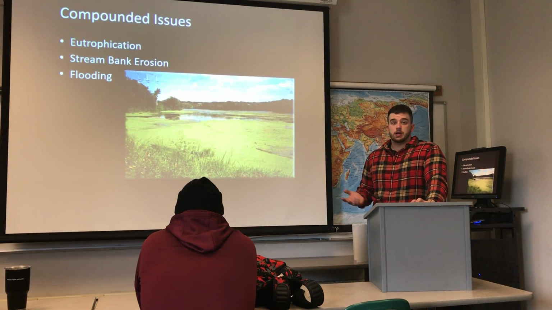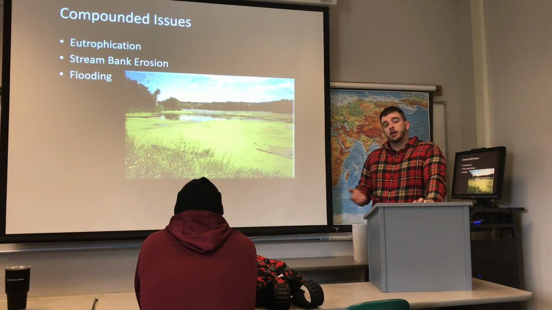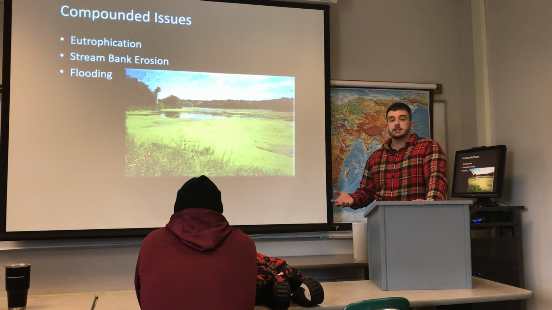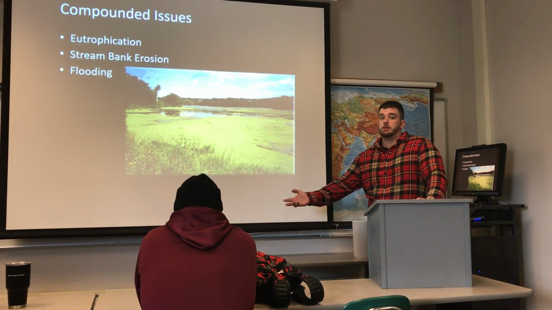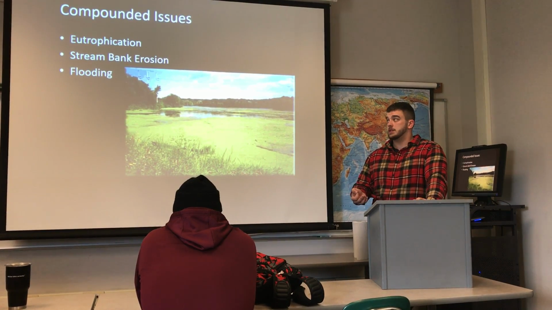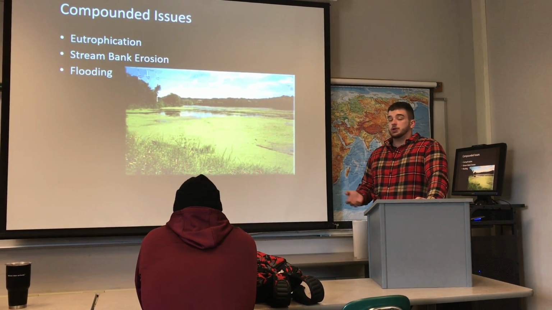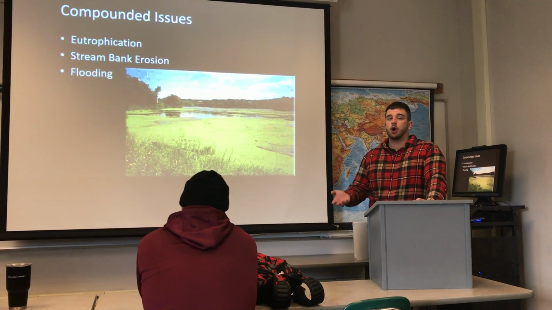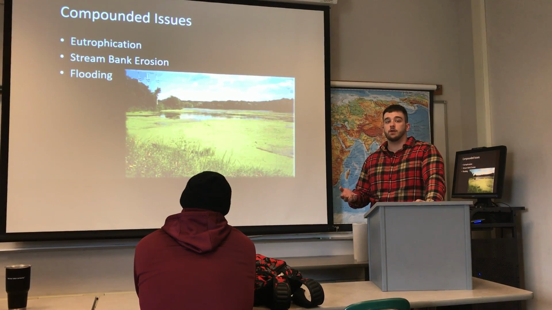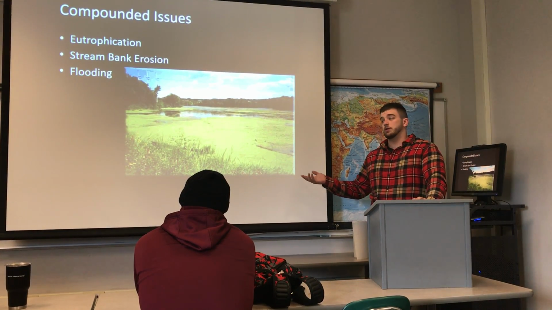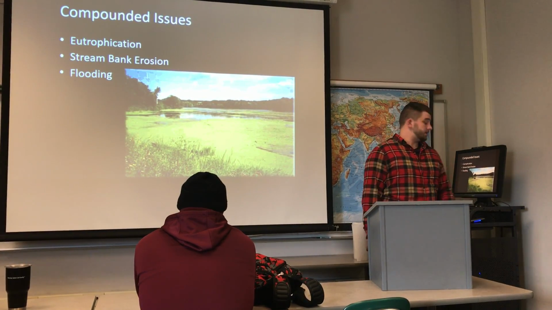Stream bank erosion happens because we're changing the sediment loads. Every stream wants to have a certain amount of sediment in it, so if there's more, it deposits, and later on down the stream it erodes again because it wants to get back to that happy amount of stream sediment. Then flooding happens where you raise the height of the stream because of the deposition. There's more water flowing through and less area for it to flow through, so it comes up and goes over the banks into the surrounding areas.